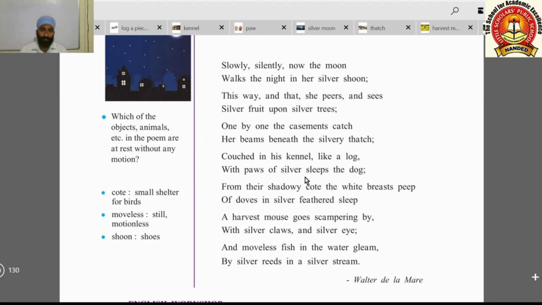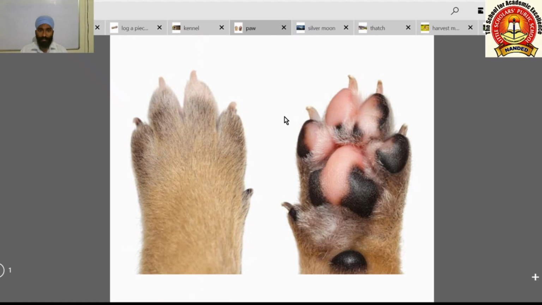With paws of silver sleeps the dog. Paws. Now you see, this portion of the leg of the dog is called a paw. These paws in Hindi or Marathi you call panja. So this paw or panja of the dog is also looking silver in the moonlight, silver light.